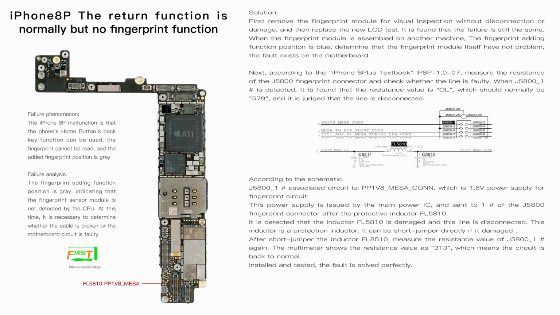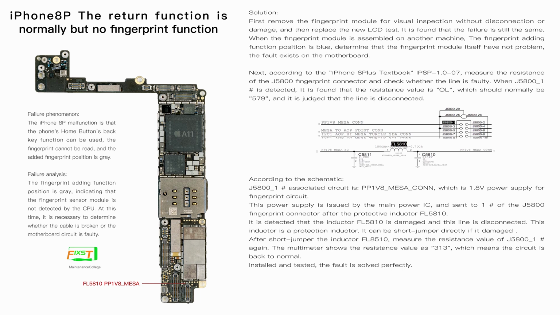So next we need to test the resistance of the fingerprint connector and check whether some line has a problem or not. When we are testing, we find that on the fingerprint connector, pin 1 is OL. It should normally be 579. So this line is an open line. This line is disconnected.